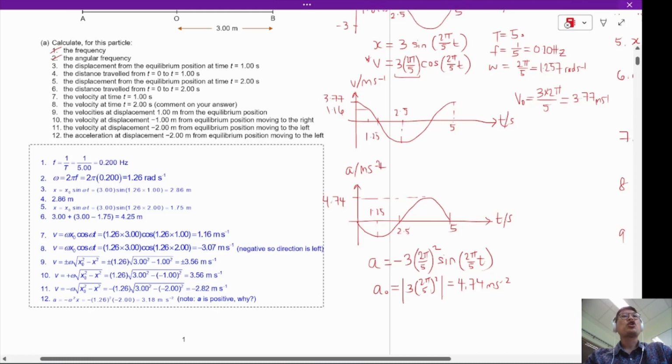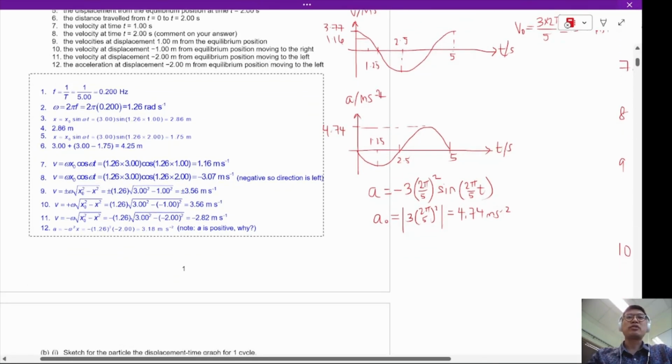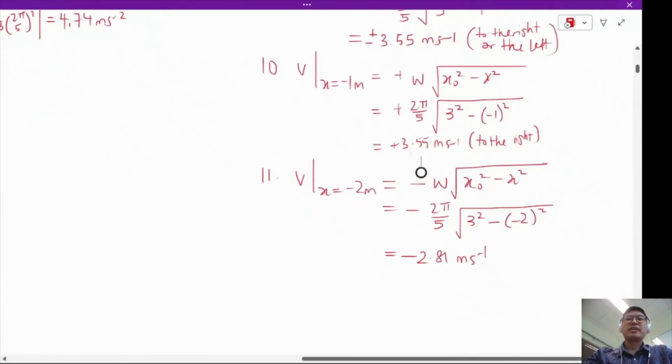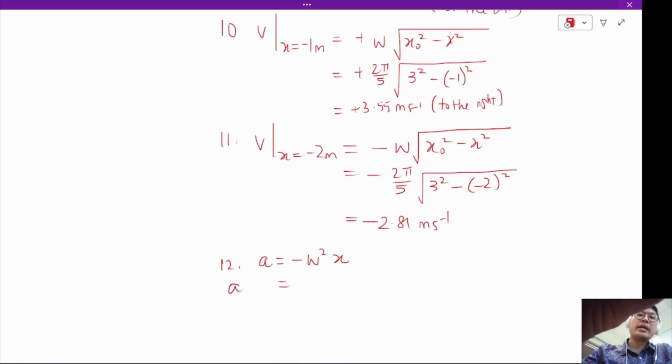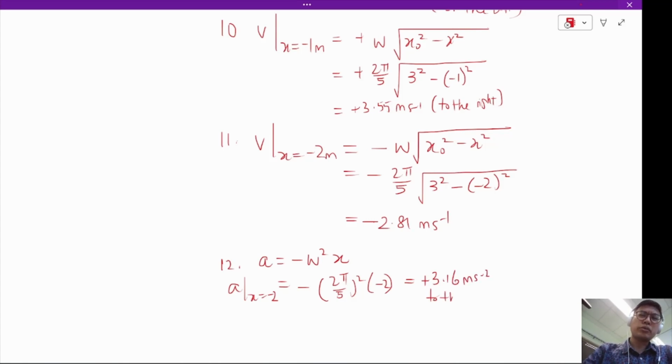And the last question of this very, very long question is what is the acceleration at displacement minus 2 from equilibrium position moving to the left? Okay, all right. So let's take a look at the acceleration formula. The acceleration formula that we can use is a equals minus omega squared x. So when x is minus 2 meters, it will be minus 2 pi over 5 squared multiplied by minus 2. And this gives us a value of positive 3.16 meters per second squared to the right.